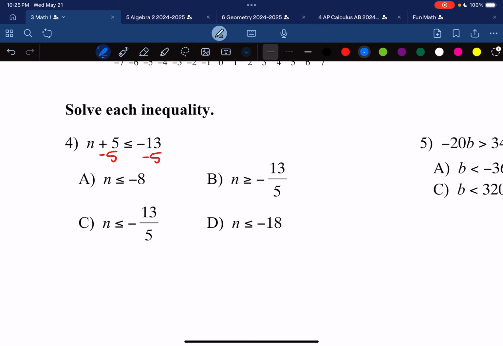When I subtract 5 from both sides, the 5s are gone, leaving behind just an n. Let me rewrite that n down here. And I'm not multiplying or dividing by a negative. I'm going to keep this sign the same. It's still a less than or equal to, and a -13 and a -5. Remember, these signs are going the same direction. Therefore, these two numbers are added, and we are still in the negative direction. So this is going to be a -18, and that is going to be option D.